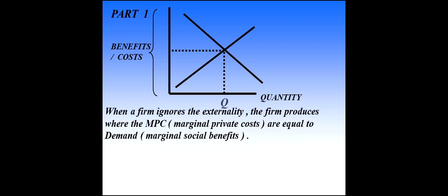So here's what we have. When a firm ignores the externality, in other words, we're illustrating condition A from the previous slide, the firm produces where what we call the MPC, or the marginal private costs, are equal to the demand for their product or service, the marginal social benefits.